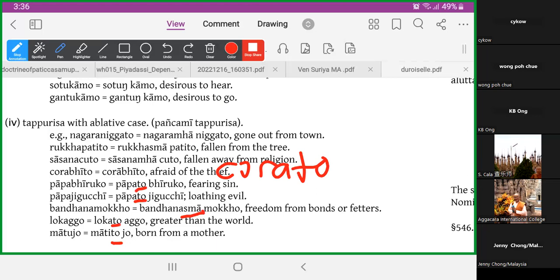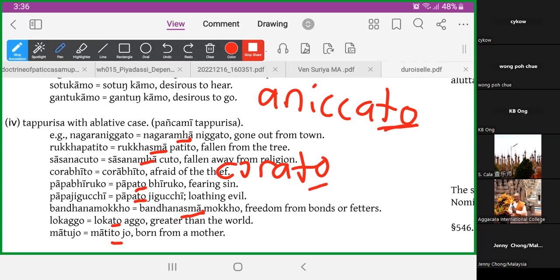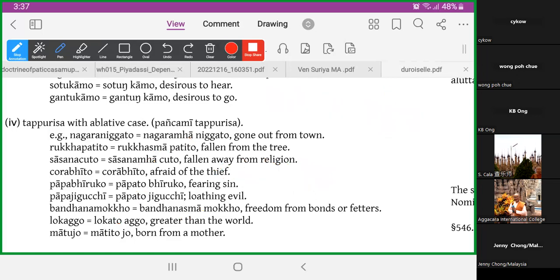Matito. All right, so just drop all the ablative endings and you combine it, right? So nagama, rasma, amha. This is easy to understand because here the 'thought' is ablative. Sometimes you see this, like last time we talked about this anicca thought, which means by the way or by the method of impermanence. But here thought is just ablative. So this one is called Tappurisa with ablative case, Panchami Tappurisa. This one is easy to understand.